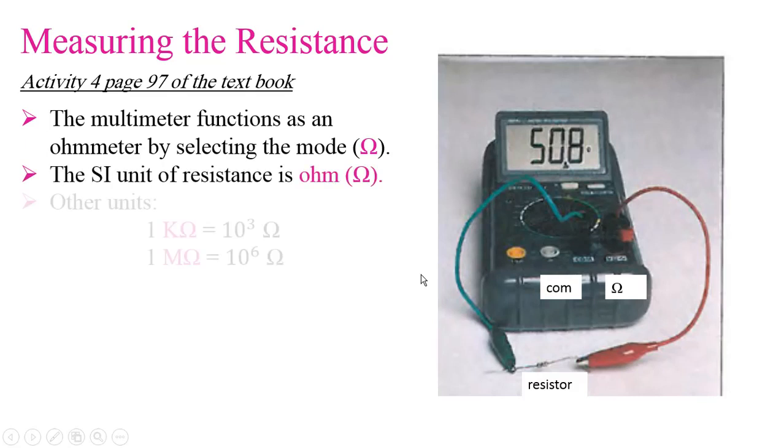The SI unit of resistance is ohm. Other units: kilo ohm is equal to 10 exponent 3 ohms, and mega ohm is equal to 10 exponent 6 ohms.